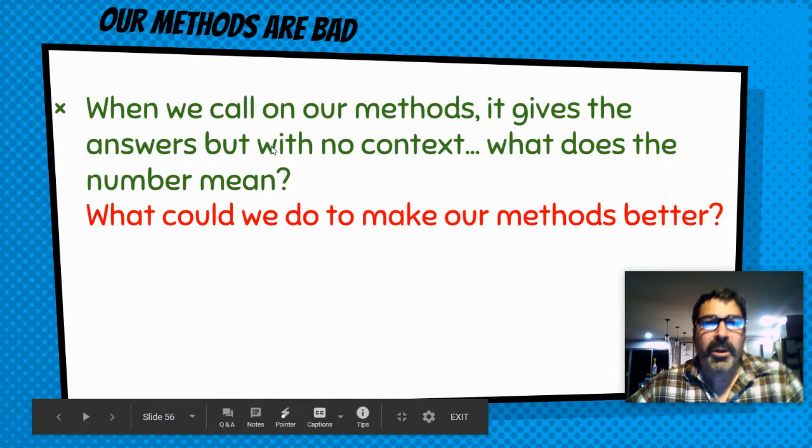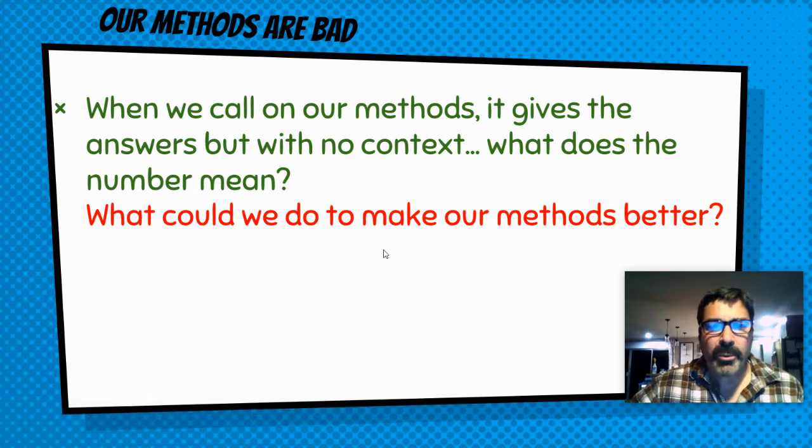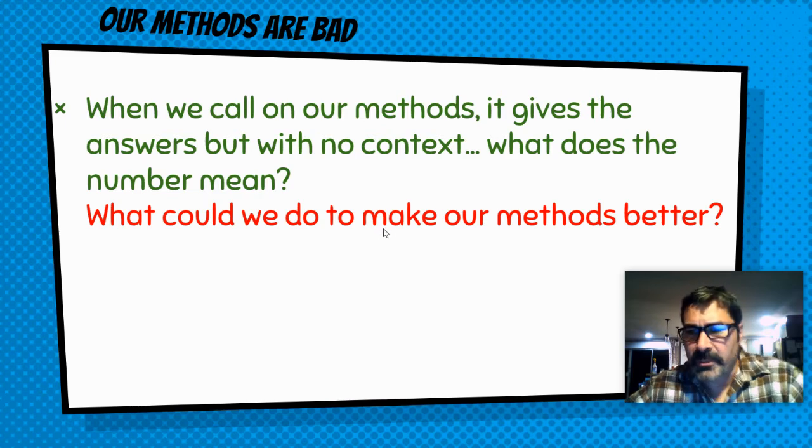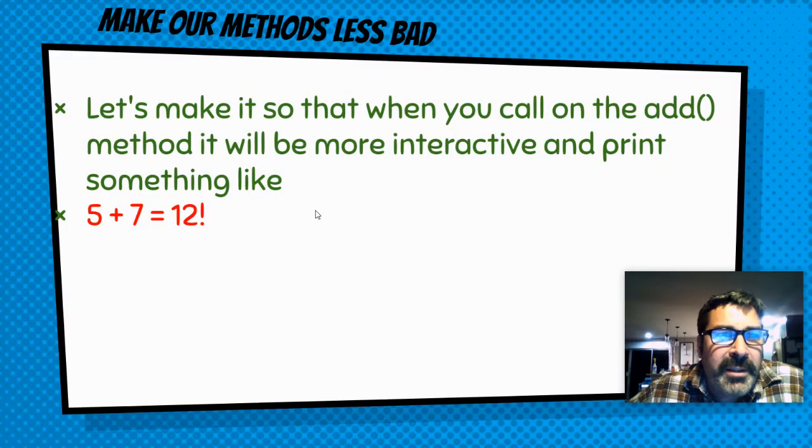When we call on all our methods, it gives answers, but with no context. What do the numbers mean? What could we do to make our methods better? Write that down in your notes, worth a lot of points, and hit pause while you're answering that question. I'm assuming you answered it.